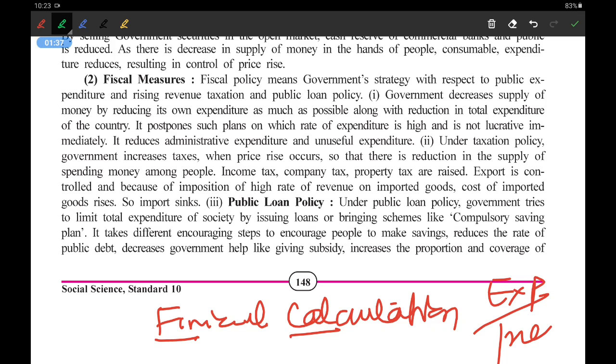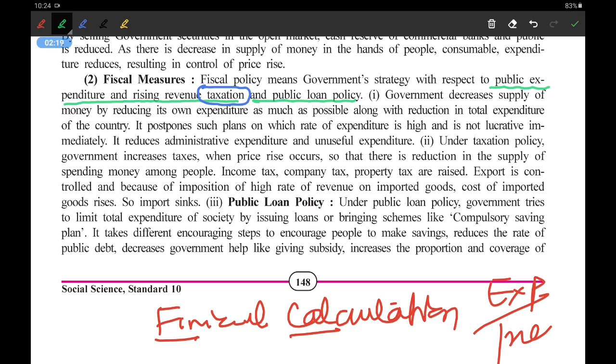Let us start. Fiscal policy means government strategy with respect to public expenditure. It is the policy related to public expenditure and raising revenue. Revenue means the income: how the government will spend the money, and at the same time how the government will generate the money. The main source of government income is taxation. Taxation means income tax and various other kinds of taxes. That is the main source of government income. So how does the government use it? In the public loan policy. That we are going to see.